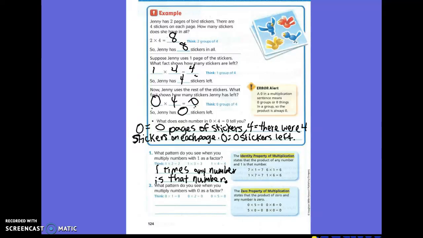Now let's read the 0 property. The 0 property of multiplication states that the product of 0 and any number is 0. So what is the pattern you see when you multiply numbers with zeros as a factor? 0 times 1 is 0. 0 times 2 is 0. 0 times 5 is 0. What do you see? What's going on? What's the pattern that we see? Anything times 0 is 0. Yes. Any number times 0 is 0.